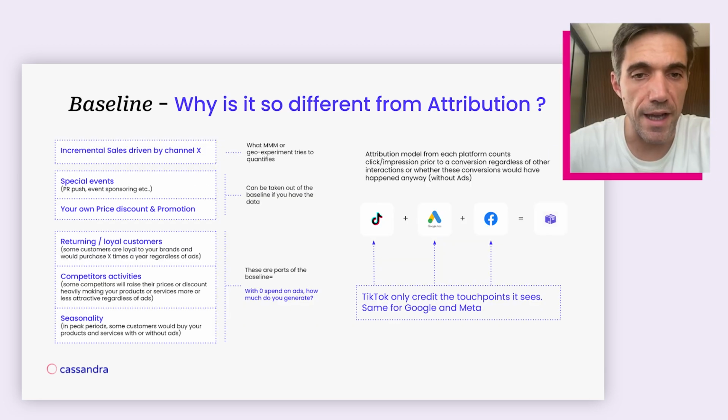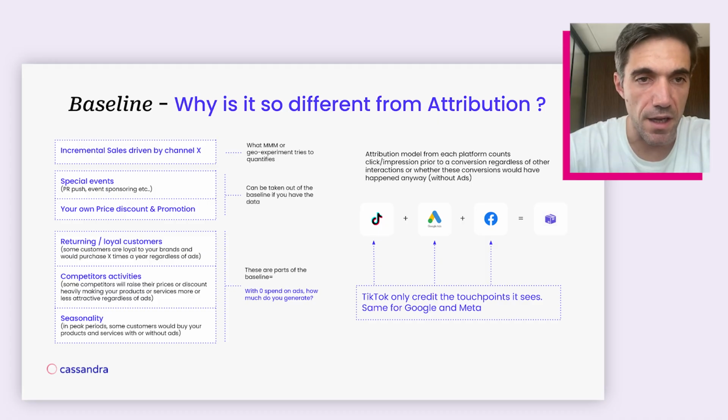Thank you, Andrea. So now that we have a mathematical view of the baseline, let's deep dive a little bit more. So what's in that baseline? On the left-hand side of that slide, you can see all the different elements that are in that baseline. If you start from the bottom up, in the baseline you'll find seasonality, competitive activity, and of course, purchases made by your returning or very loyal customers. Those are always part of the baseline.